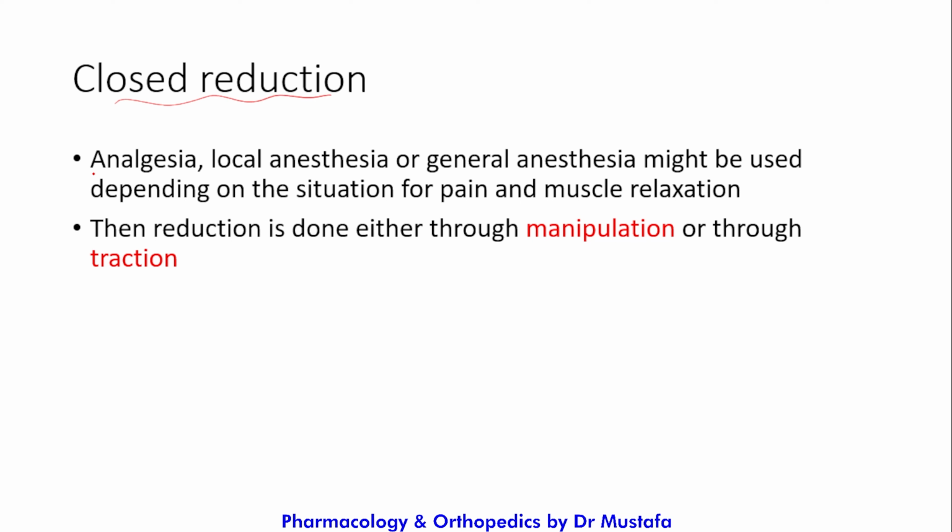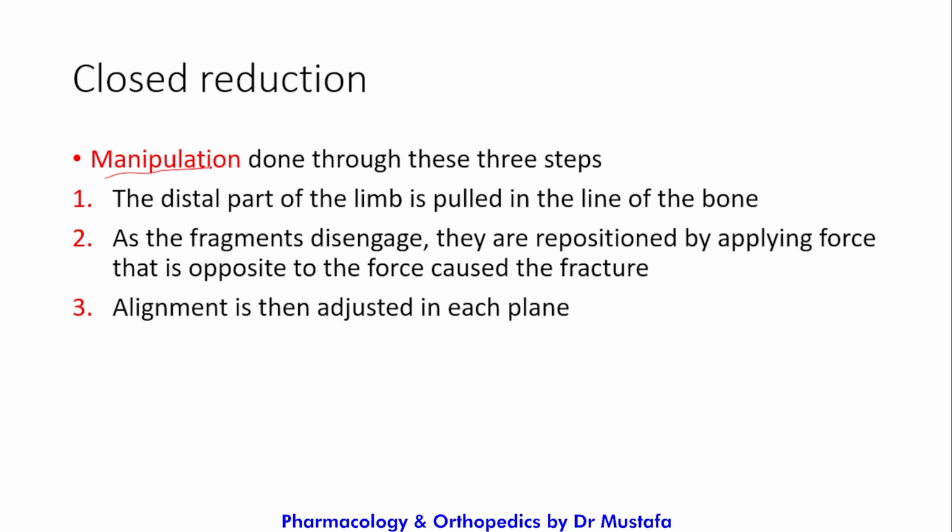The patient is given analgesia, local anesthesia, or general anesthesia, depending on the situation, for pain relief and muscle relaxation to occur, and then reduction is done either through manipulation or through traction. Manipulation is done through these three steps. The distal part of the limb is pulled in the line of the bone.